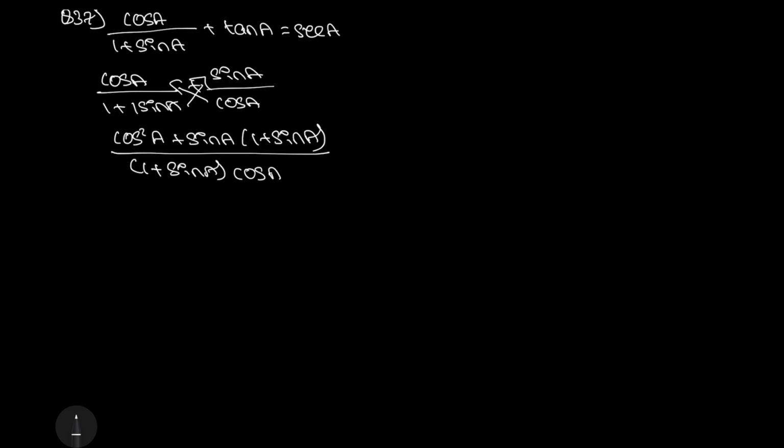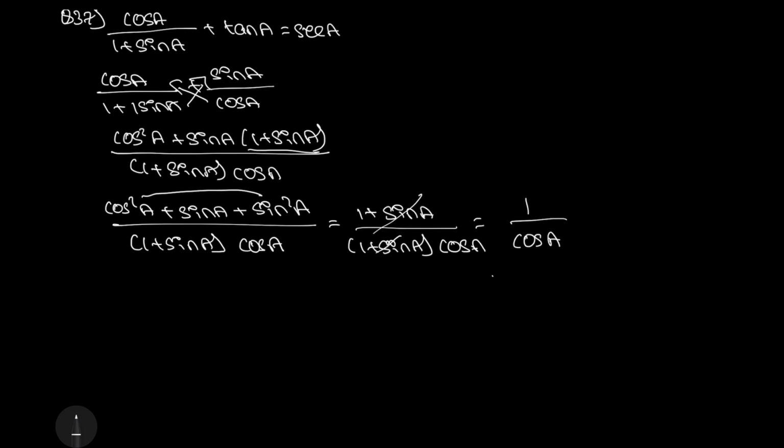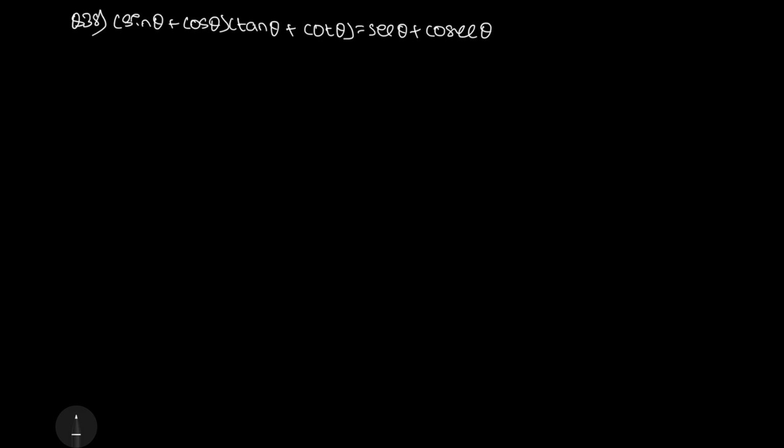Now multiply the sin A to the terms inside the bracket. We'll get cos square A plus sin A into 1 is sin A, and sin A into sin A is sin square A, by (1 plus sin A) into cos A. And we have one identity, cos square A plus sin square A gives 1. We'll get (1 plus sin A) by (1 plus sin A) into cos A. Cancel out these two terms, we'll get 1 by cos A, which is the inverse of cos, nothing but secant A.